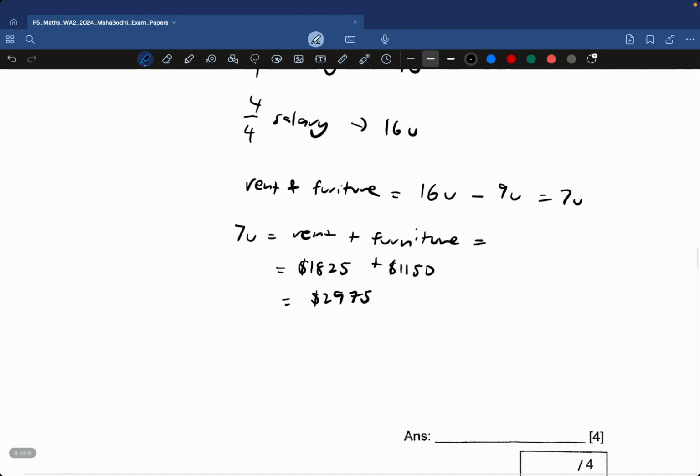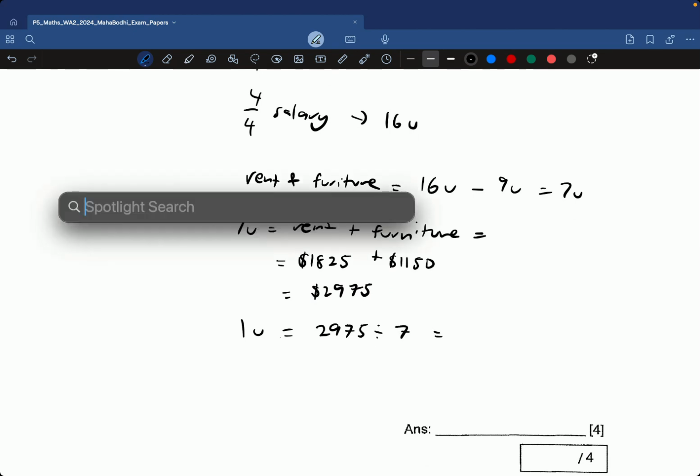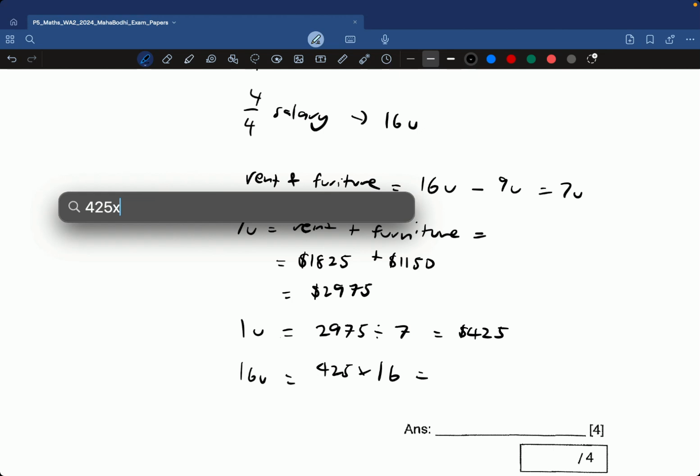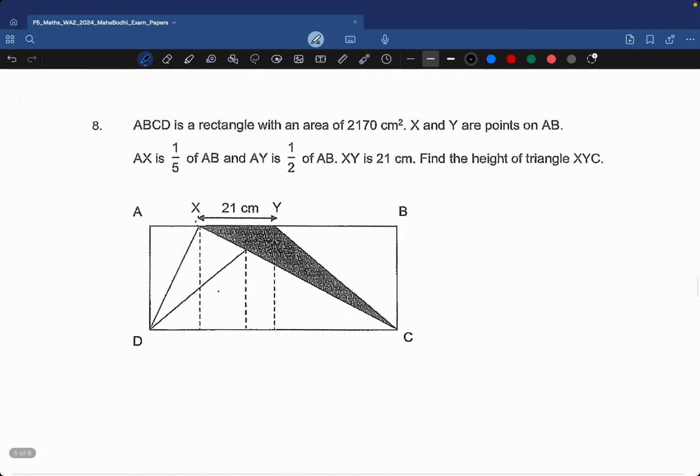So then what is 1 unit? It is 2,975 divided by 7, which is 425. Okay, $425. And then the total units is 16 units, which is equal to 425 times 16. Okay, so 425 times 16 gives us $6,800. Okay, $6,800. Right, let's move on to the next question.